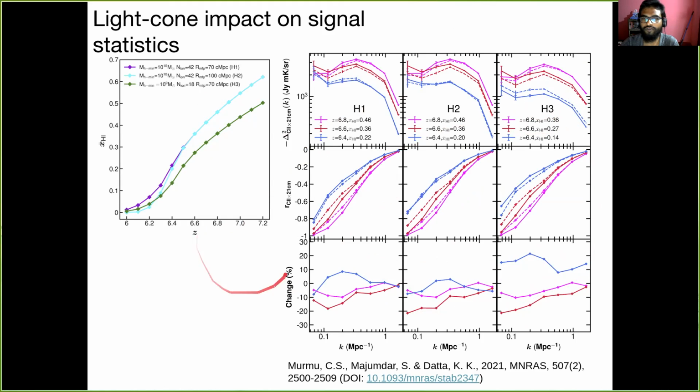All in all, what we conclude is that we need to take this Lightcone impact into account if we are to use these statistics to constrain the reionization parameters.